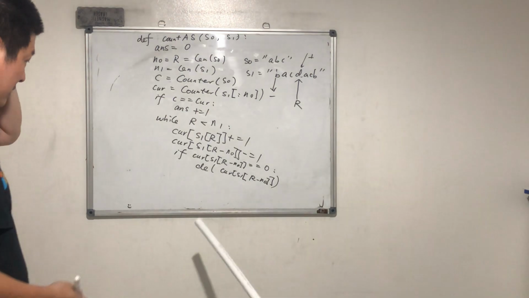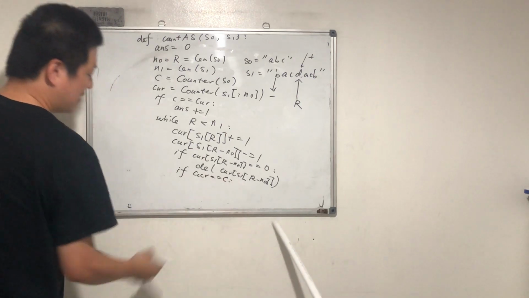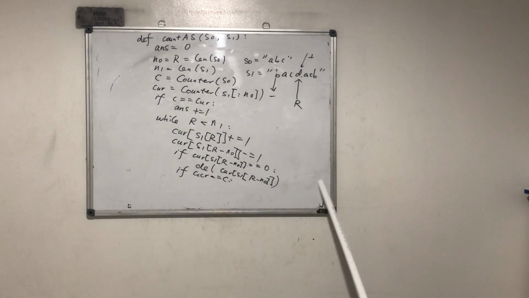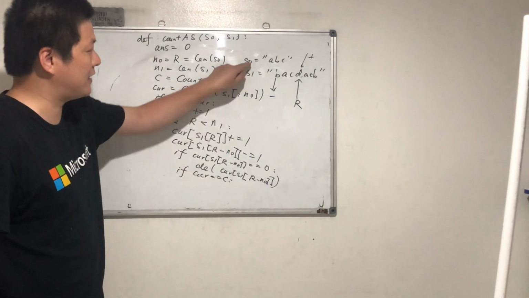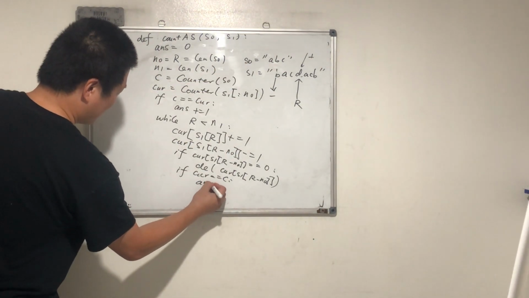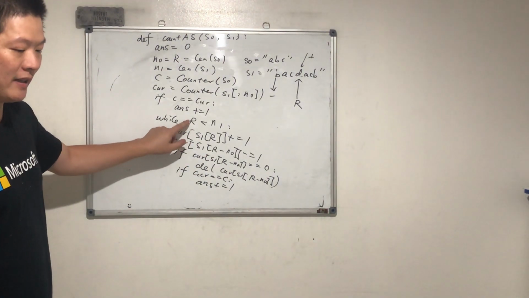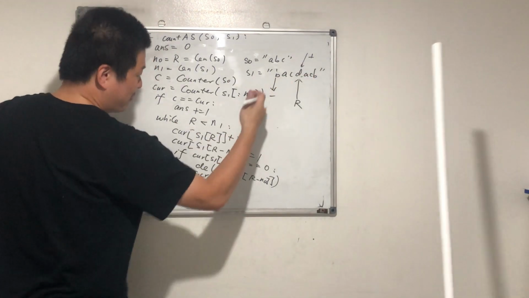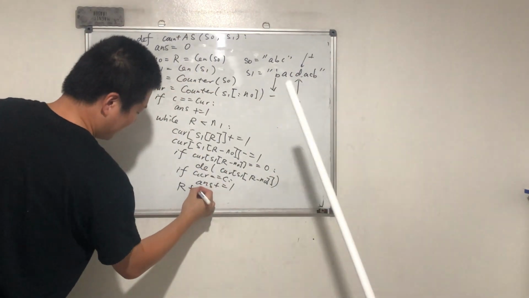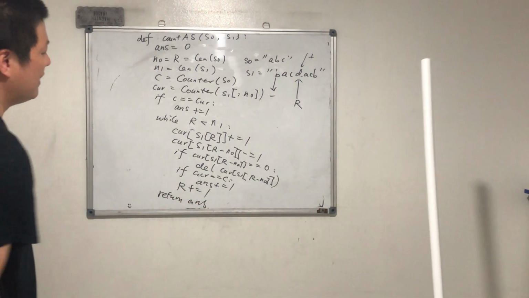Okay, and then what should we do? If current equals C, what should we do? Answer plus equals 1. If we already updated the window, and then we find out the window is the same as this window, then answer plus equals 1. And how do we go to the next loop? R plus equals 1. We move this window to the next, R plus 1. And return answer. Return answer, well done.